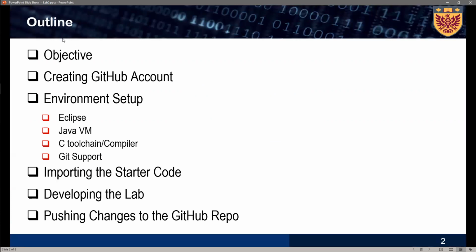I'm going to talk about three main topics in this tutorial. The first one is the objective. The second one is related to the environment setup and the creation of the GitHub account. And finally is the normal way of developing the lab, by starting with the first step, which is importing the starter code, and then developing the lab, and finally pushing the changes that you make to the GitHub repo. You will find that these last three steps are repeatable, and you will do them in the rest of the course. So let's start with the objective.